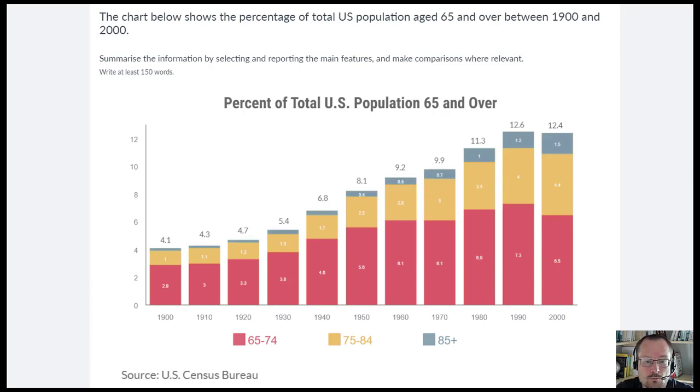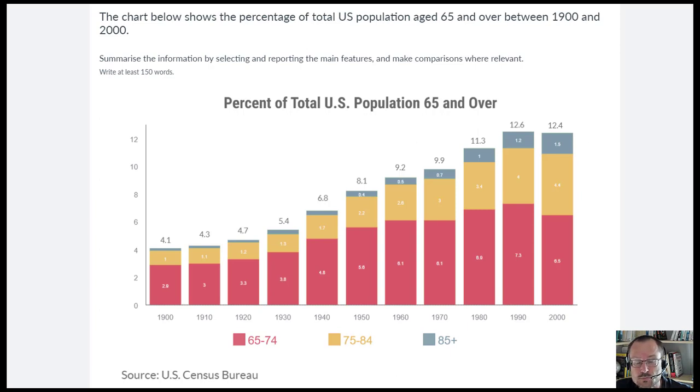Today we're talking about Writing Task 1 Academic, and specifically we're going to talk about stacked bar charts. This is a really good example that brings together a lot of concepts that are important for Writing Task 1. We approach one of these tasks by first analyzing the chart and trying to find the main patterns.